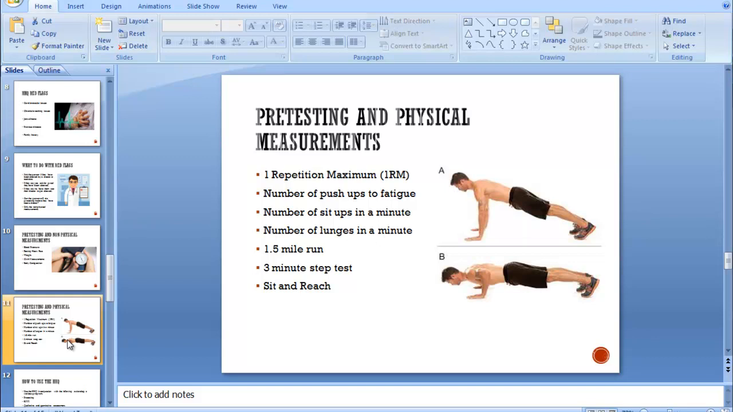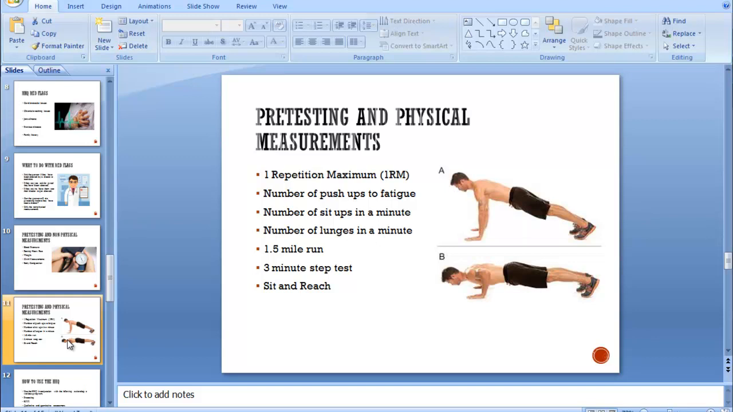Now the physical measurements would be like a 1 rep max. If you're testing muscle strength, a 1 rep max on bench press will give you an estimate of how much weight somebody can lift one time. Number of push-ups to fatigue would be more muscle endurance. Same thing with sit-ups and lunges for 1 minute. Those are all estimates of muscle endurance. A 1.5 mile run or a 3-minute step test is normally used to test cardiorespiratory endurance.